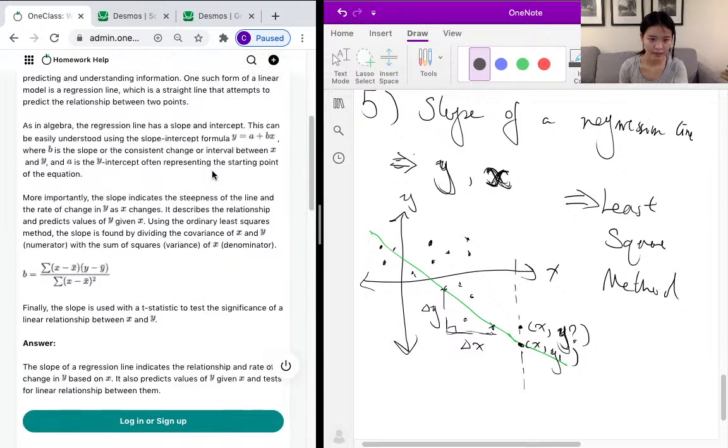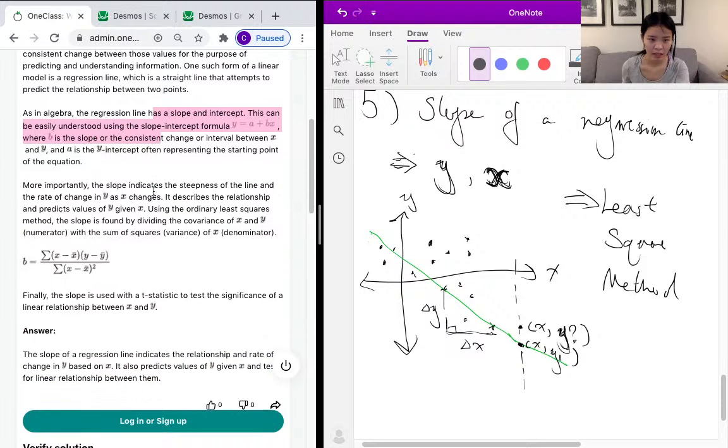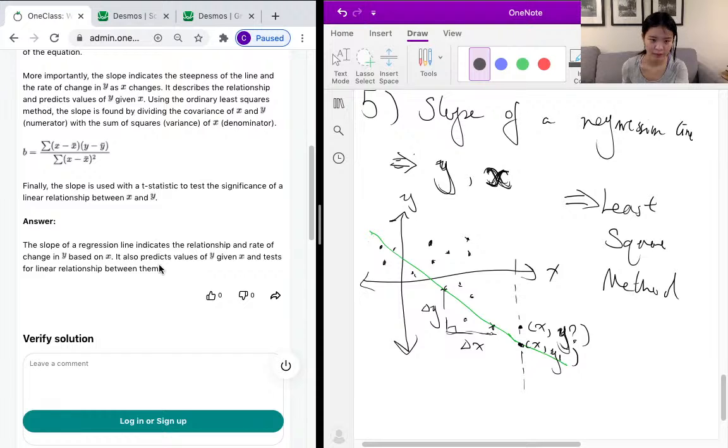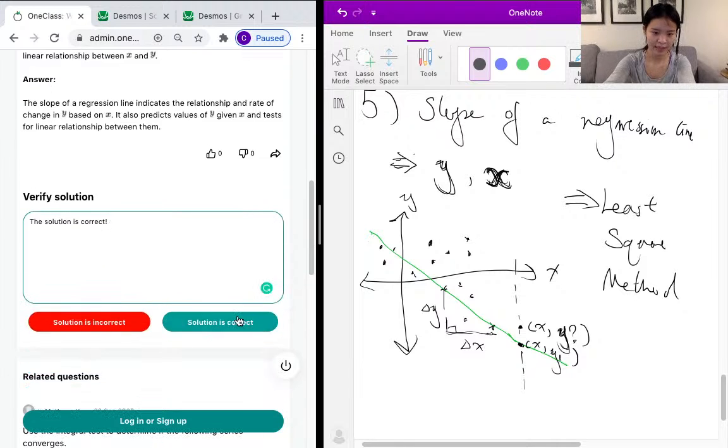Cool. Let's look at the sample solution. Yes, they had the same answer as what we explained here, and they also gave some more background information. Again, this is what we said: the relationship between the changing y based on x also predicts the value of y given the x, and tests for a linear relationship. Okay, let's just say the solution is correct. Cool. Let's move on to the next problem.